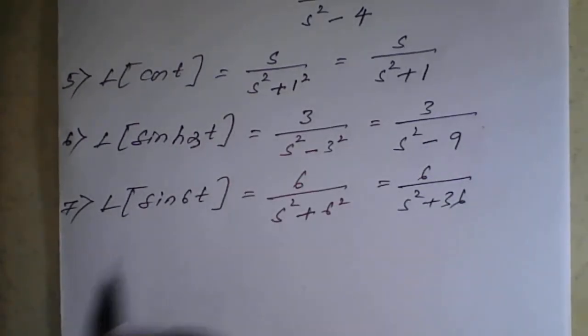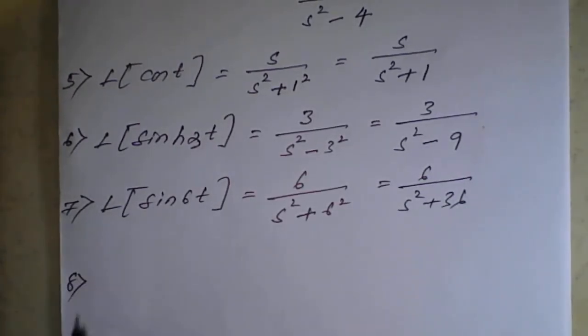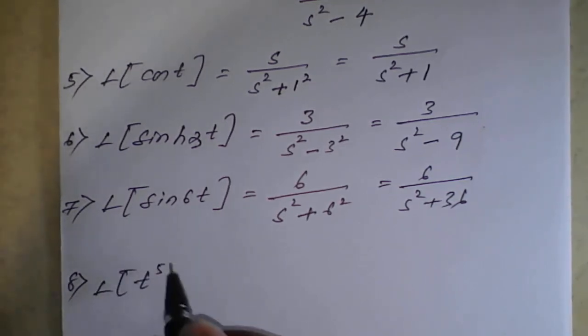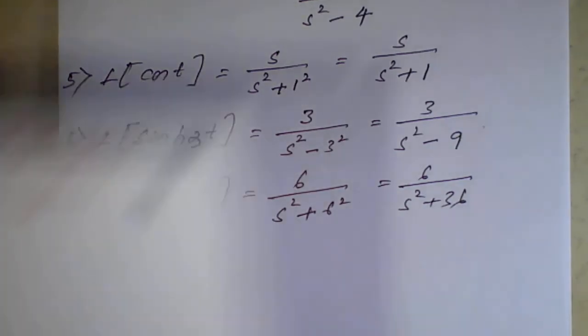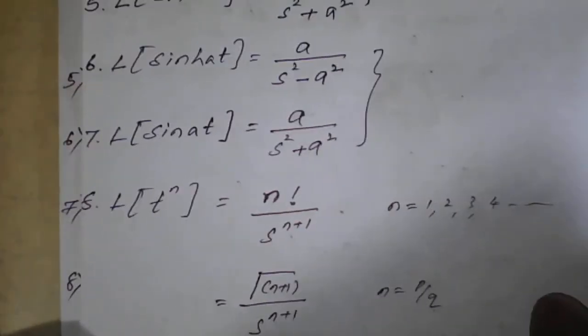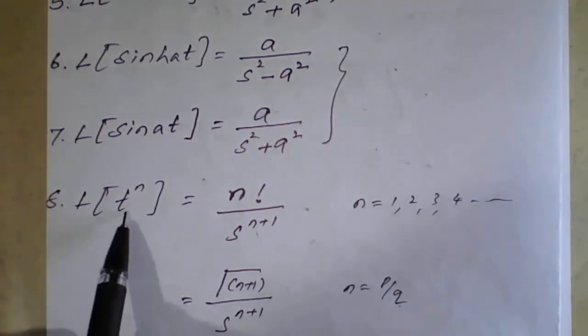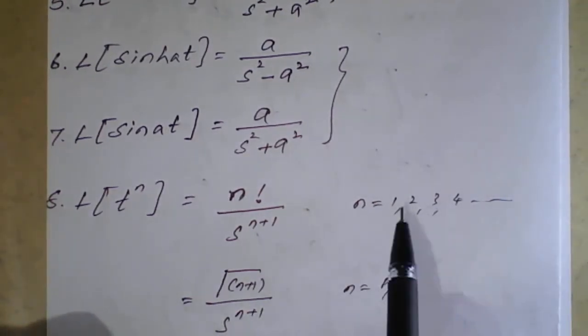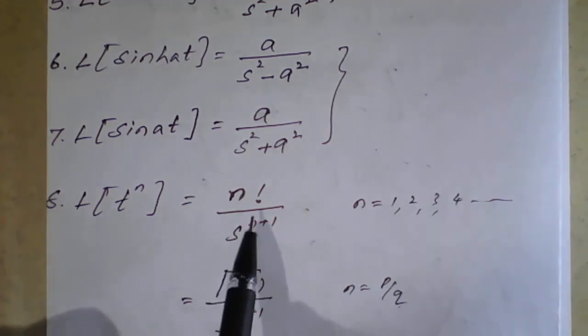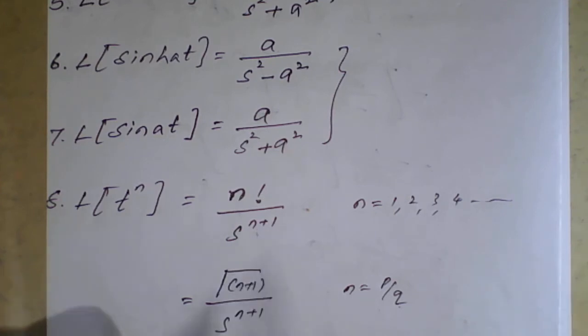Now problem number 8. Laplace of t raised to 5, which is a very important example. I will just recall the formula. We have two formulas here. Laplace of t raised to n. If n is an integer, that is 1, 2, 3, 4 numbers, without fraction, at that time n factorial divided by s raised to n plus 1.